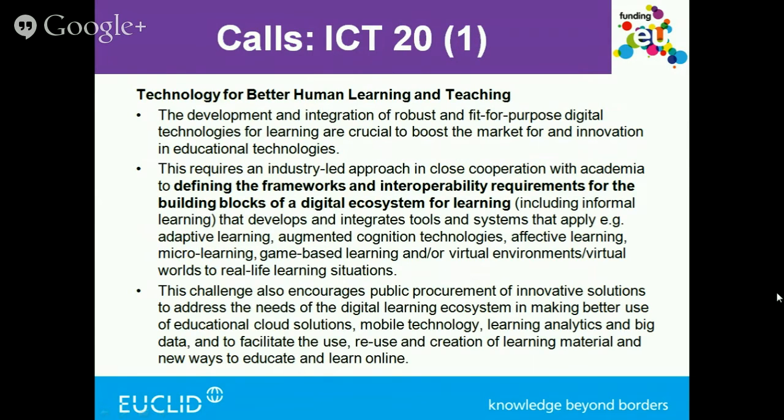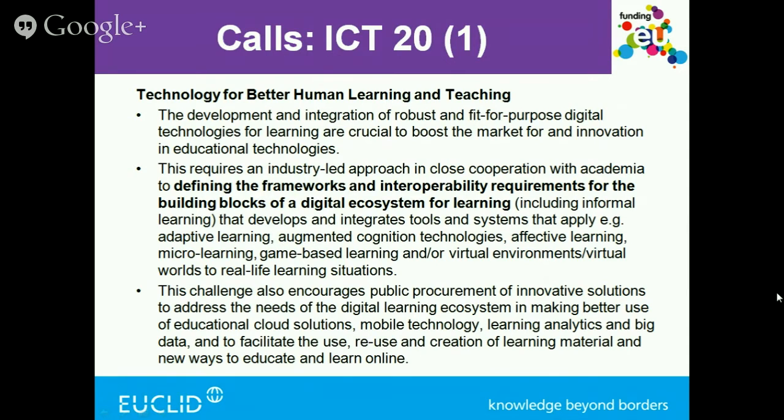ICT 20, Technology for Better Human Learning and Teaching. Now, this may be less relevant to creative industries. It's about defining frameworks and interoperability requirements for the building blocks of a digital ecosystem for learning, including informal learning. I think it's interesting that it talks about game-based learning, virtual environments, virtual worlds, and so on and so forth. So some of this might be relevant to some organizations in the creative industries.